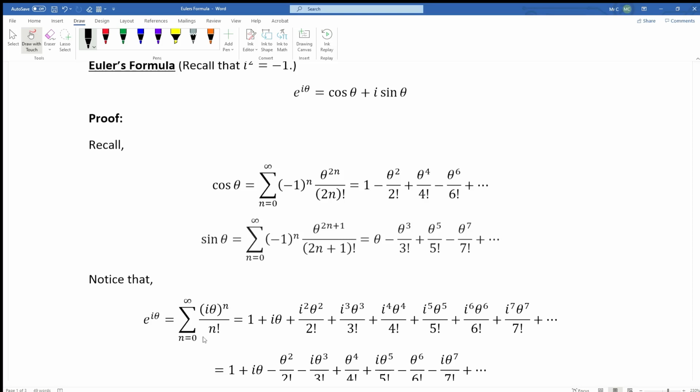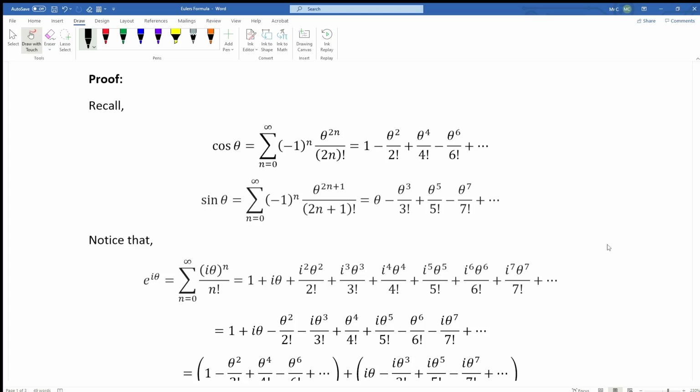Now, it's a little tricky. We have to be careful in how we write this out, so we're going to do this in a couple of steps. First, we take n equal to 0, and we get just 1. Then when n is 1, we get iθ over 1!, which is just iθ. When n is 2, we get i² times θ² over 2!. And then i³ times θ³ over 3!. i⁴ times θ⁴ over 4!, etc. Okay, now this is where it gets a little tricky, and we're going to try to break this down in a few little pieces here.